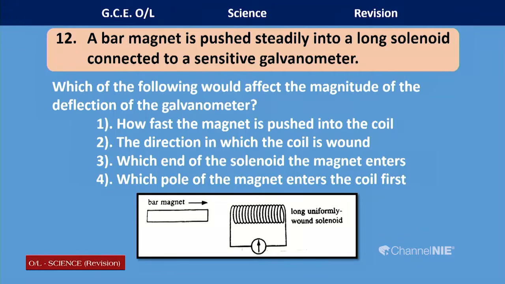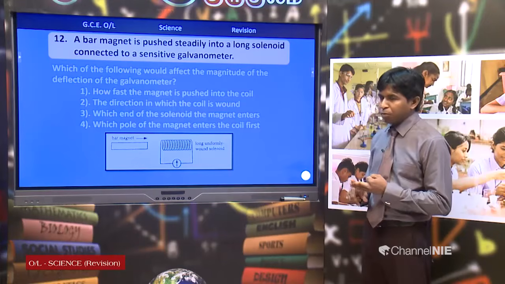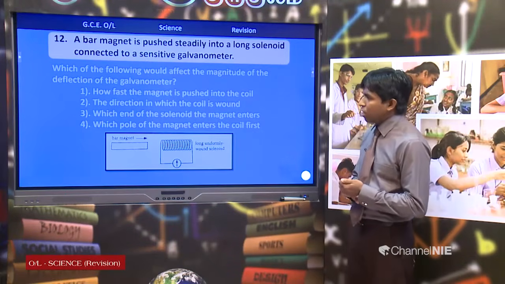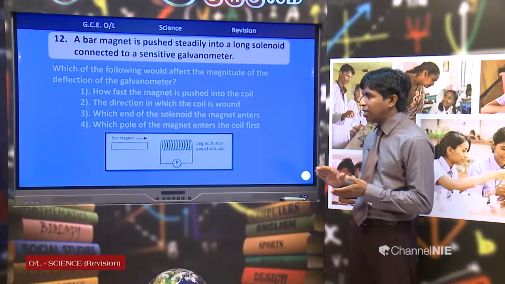Number one, the strength of the magnetic field or the strength of the magnet. Second factor, the number of turns in the coil. Third factor, how fast you are moving the magnet towards the coil. So, the three factors are strength of the magnet, number of turns of the coil and how fast you are moving the magnet. So, the first option, how fast the magnet is pushed into the coil, is the correct answer.